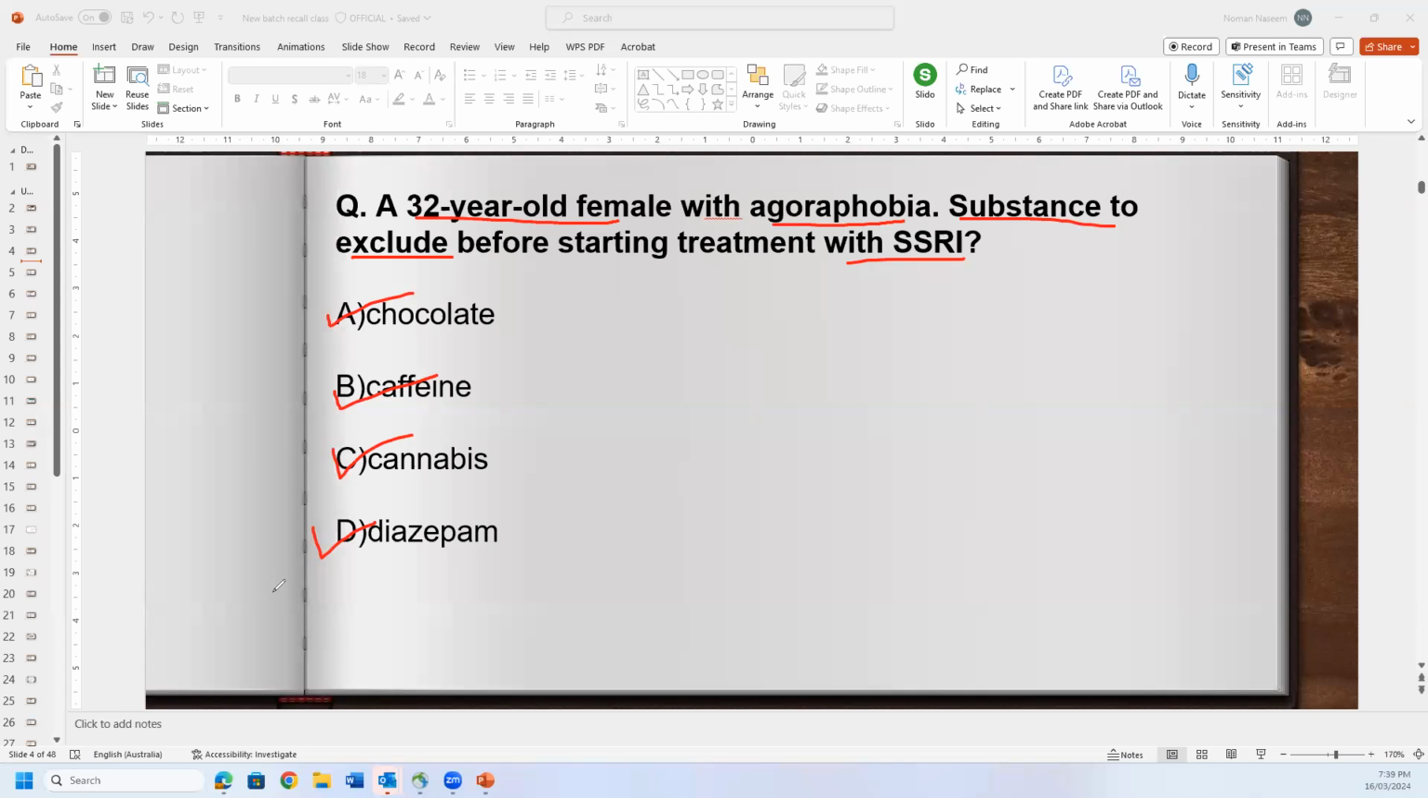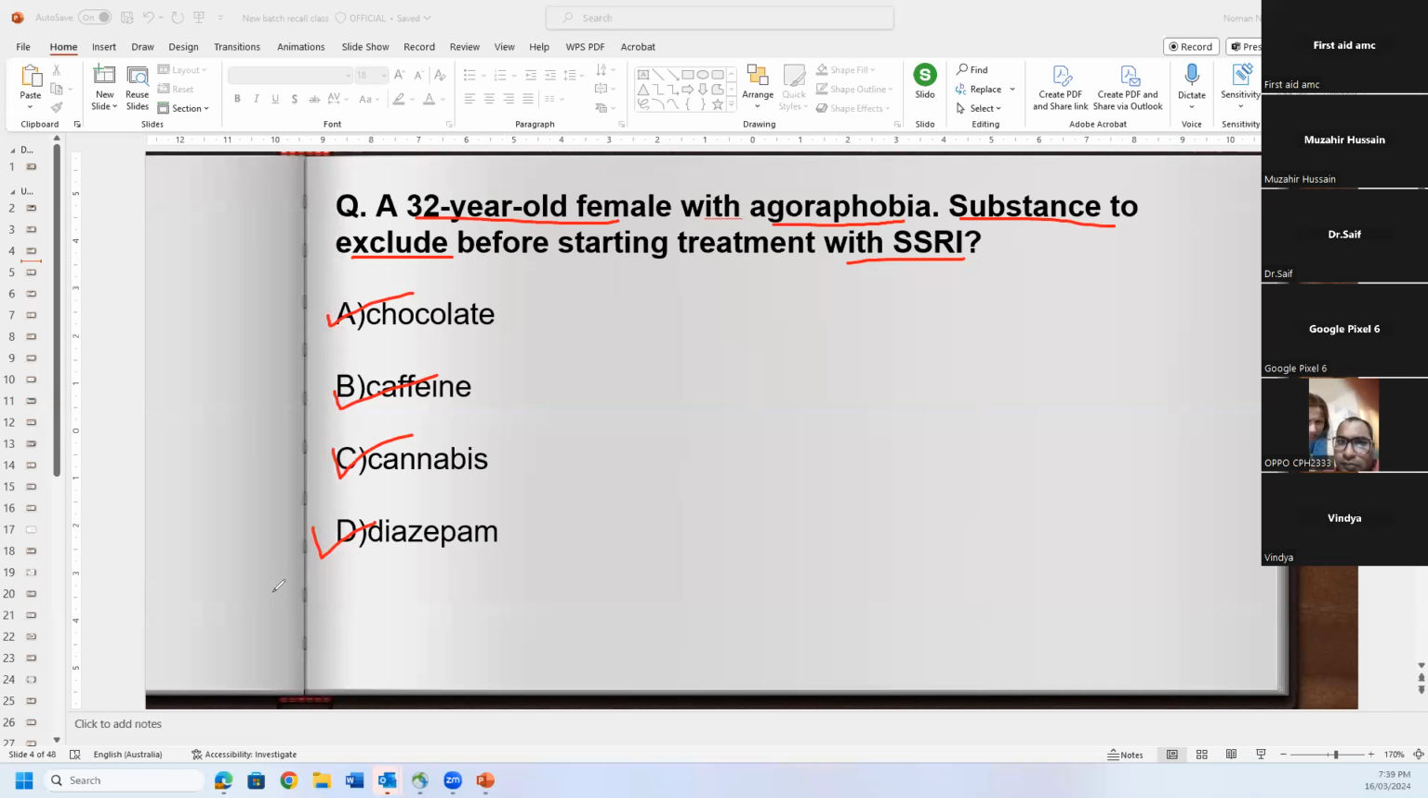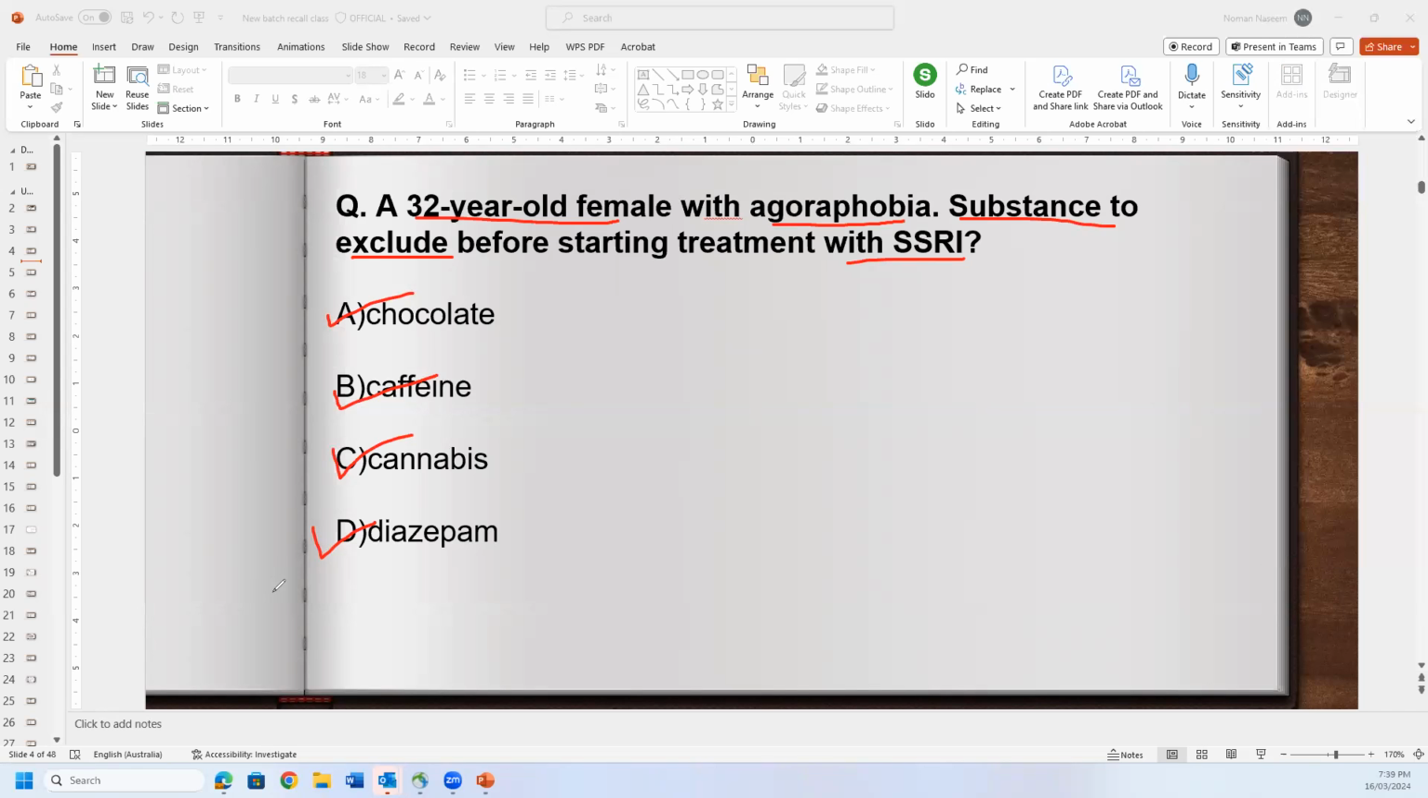Why do you want to stop caffeine in this patient when you are starting the patient on antidepressants? Every option they have given has a rationalization. So you're choosing caffeine because you think chocolate is not going to interact, cannabis is not going to interact, and diazepam is not going to interact. Is that right? What's the rationalization of you choosing caffeine? Can anyone tell me in the chat box? Why are we stopping the caffeine? Because the majority of you have given the answer B.